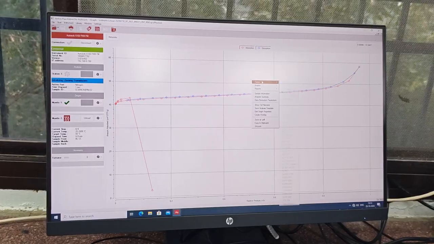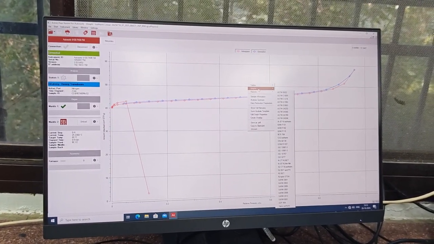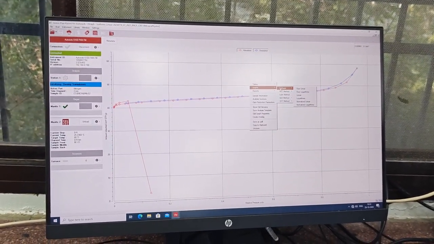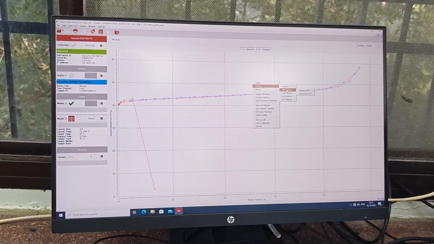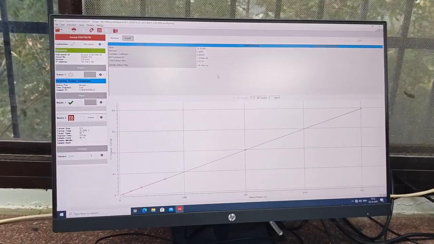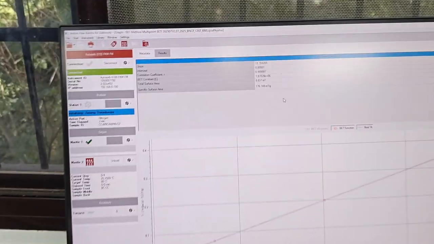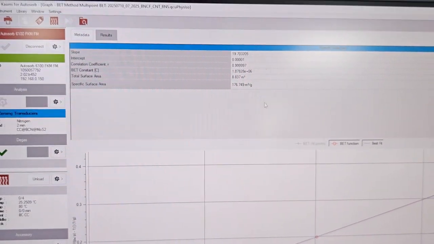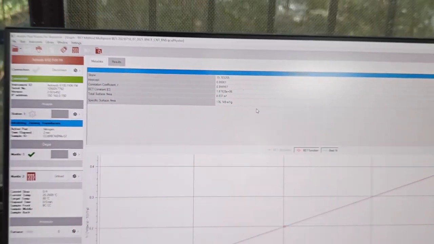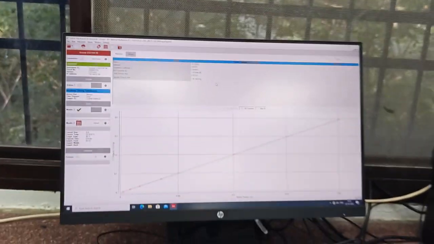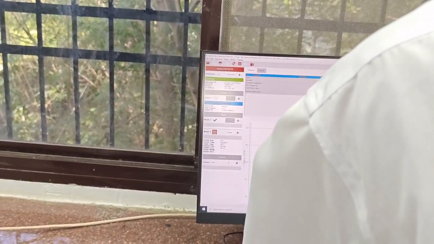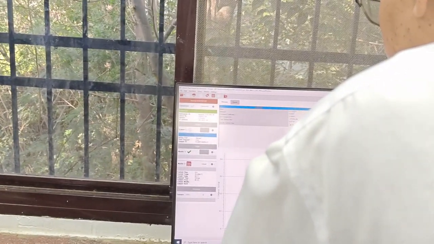By using this software we can calculate the surface area, and here are different methods: BET method, T-plot method. So it is the multiple BET. Here this is the value of the specific surface area. You know the unit of surface area is meter square per gram. So you see that meter square, his sample total surface area is 8.837 meters square.